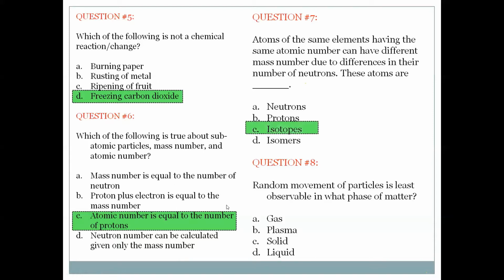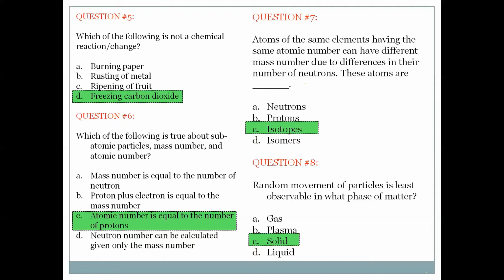Okay, next, question number 7 is of course isotopes. Different number of neutrons. Ayun yung key doon. Next, random movement of particles is least observable in what phase of matter? It is solid. So, I think wala talagang movement sa solid kasi compact na compact talaga yung particles niya.